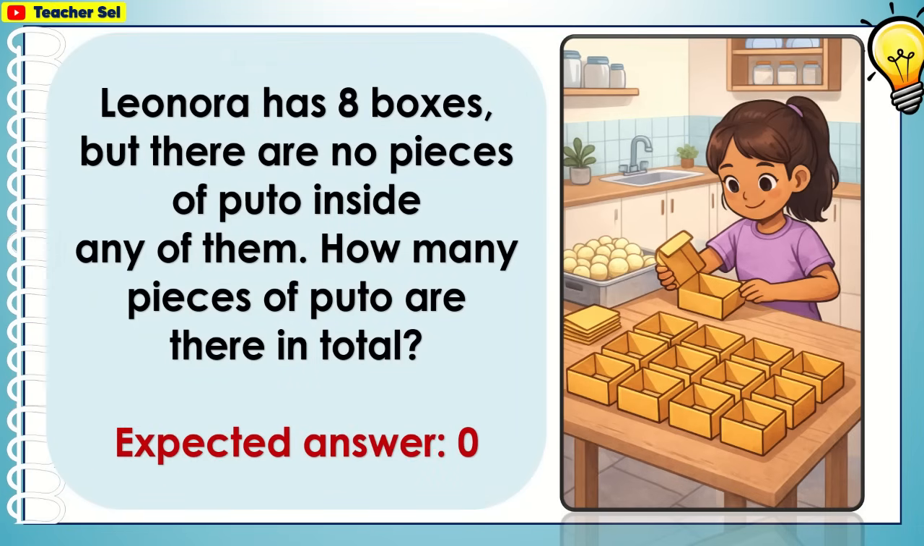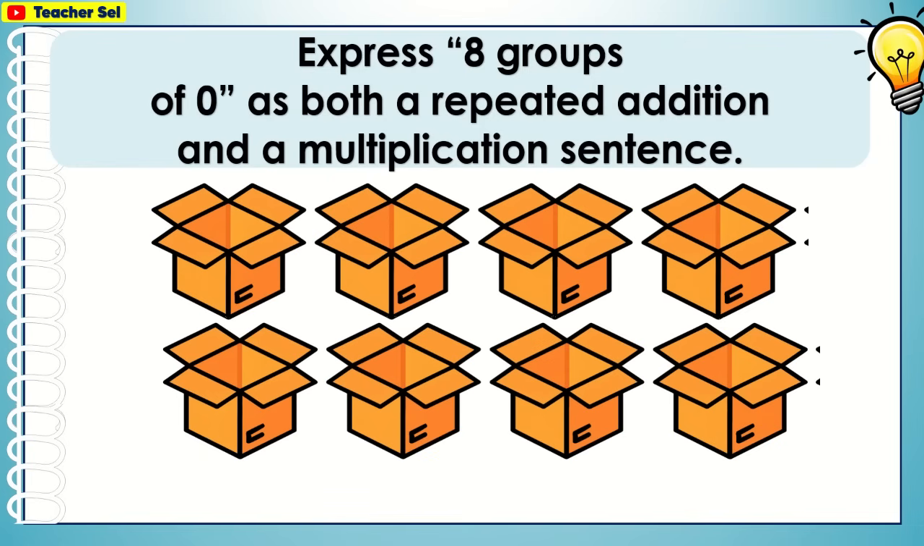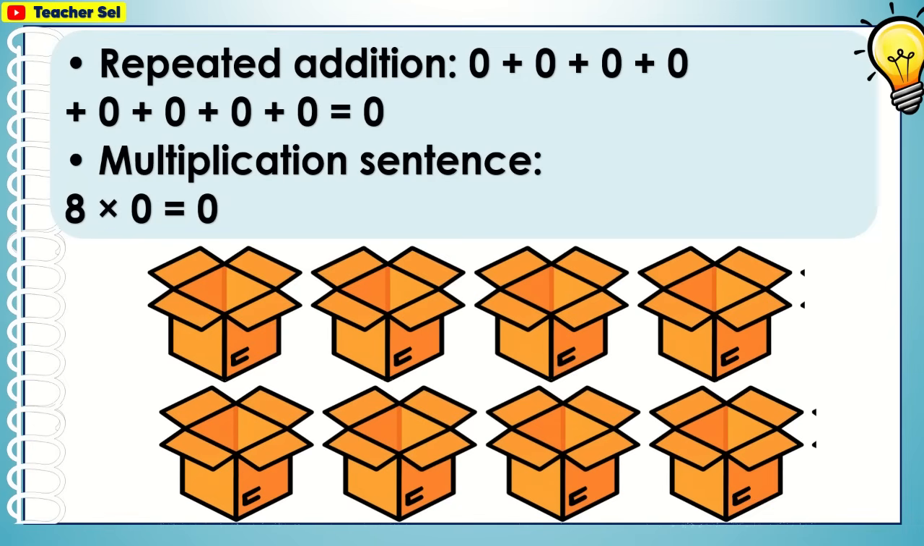Expected answer is 0. Each box is empty, meaning there are 0 pieces of puto in each box. Express 8 groups of 0 as both a repeated addition and a multiplication sentence. Repeated addition, 0 plus 0 plus 0 plus 0 plus 0 plus 0 plus 0 plus 0 equals 0. Multiplication sentence, 8 times 0 equals 0.